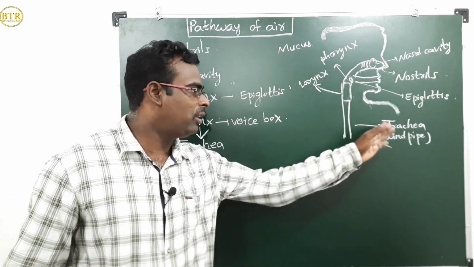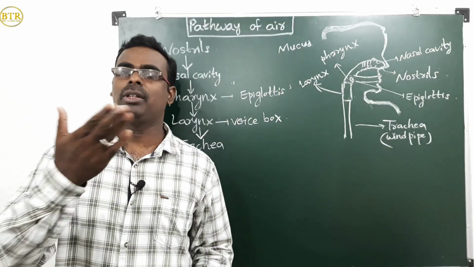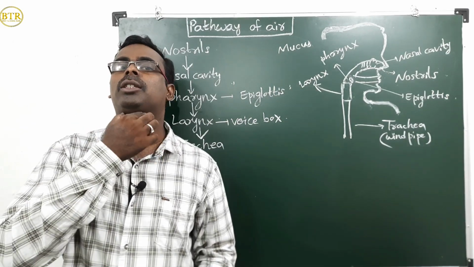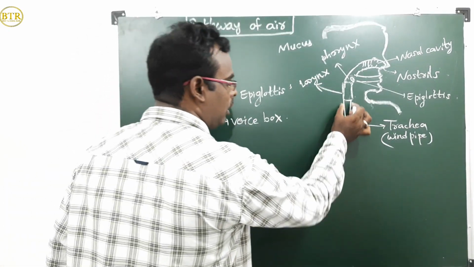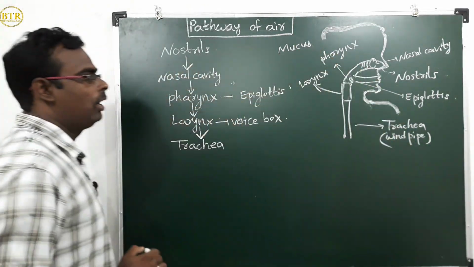See here, you can feel the presence of the trachea. How? Just touch your throat with your hand, then you will know that a tube-like structure is present in the neck part. This tube-like structure is called the trachea. So the trachea is also called the windpipe.